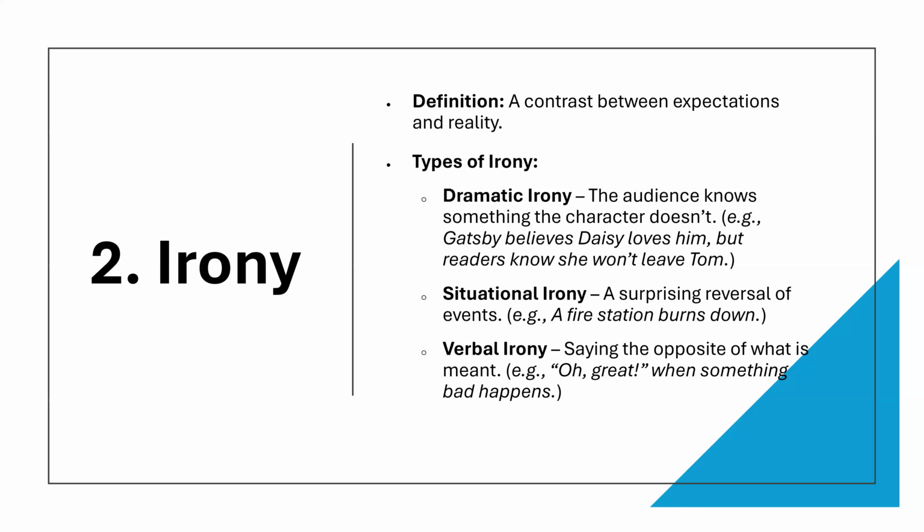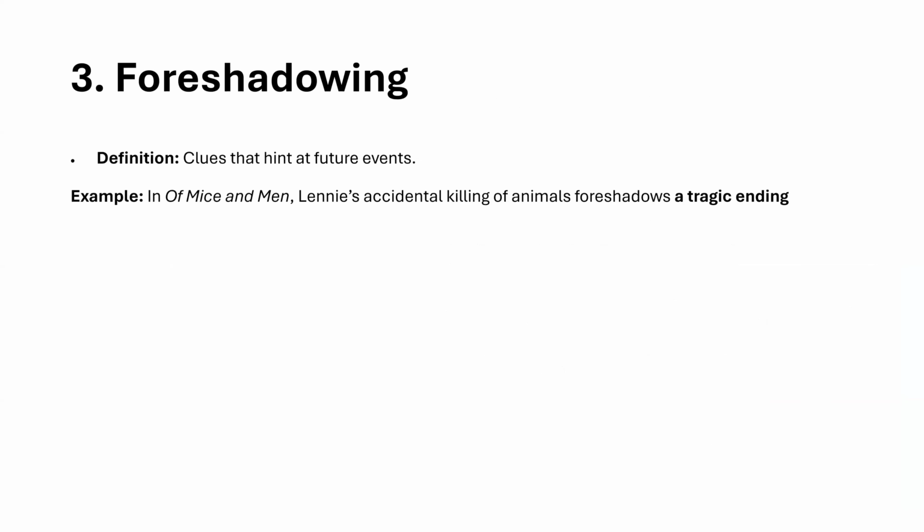And then situational irony is a surprising reversal of events. For example, a fire station burns down, something completely unexpected, and we're like, oh my God, why? Or in Game of Thrones, when Ned Stark was killed and we weren't expecting that to happen. That's situational irony. And then verbal irony is saying the opposite of what is meant, like saying 'oh great' when something bad happens. That's verbal irony.